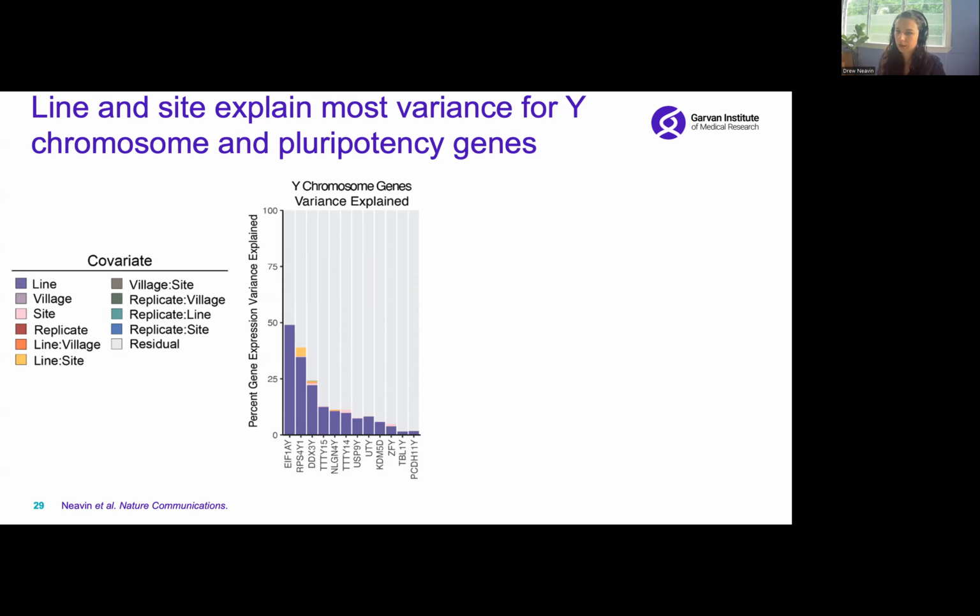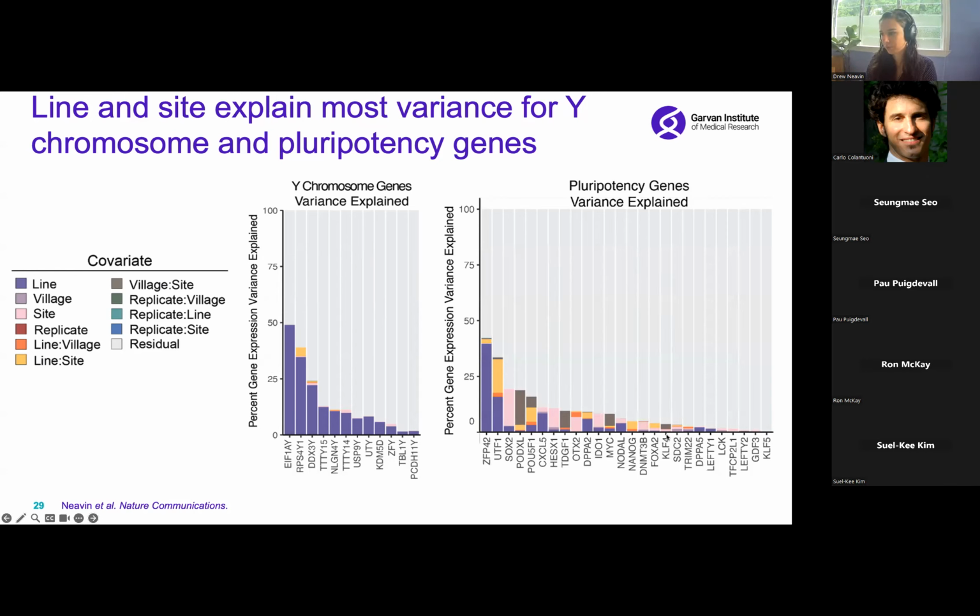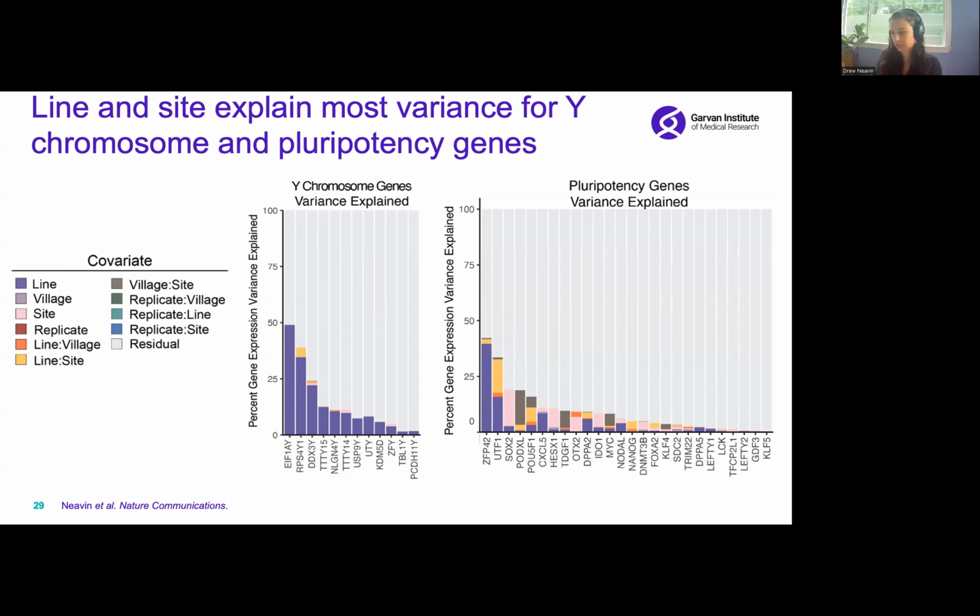To make sure that we can identify variables that are regulating gene expression or contributing to variants in gene expression. So then we looked at something a little bit more interesting, which is the pluripotency genes. And we see there's a lot more variation here, which we would expect between the different covariates that are impacting the variation that we're seeing in expression of these pluripotency genes.